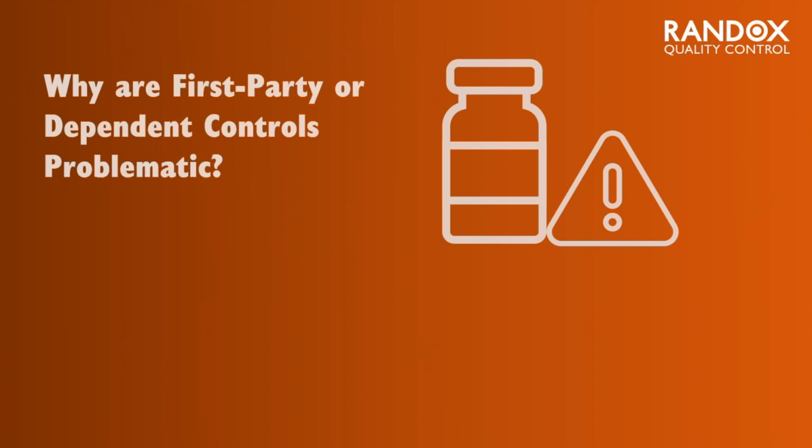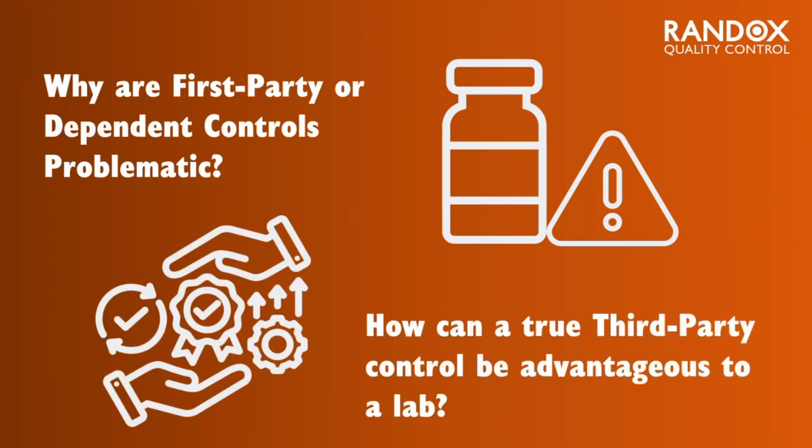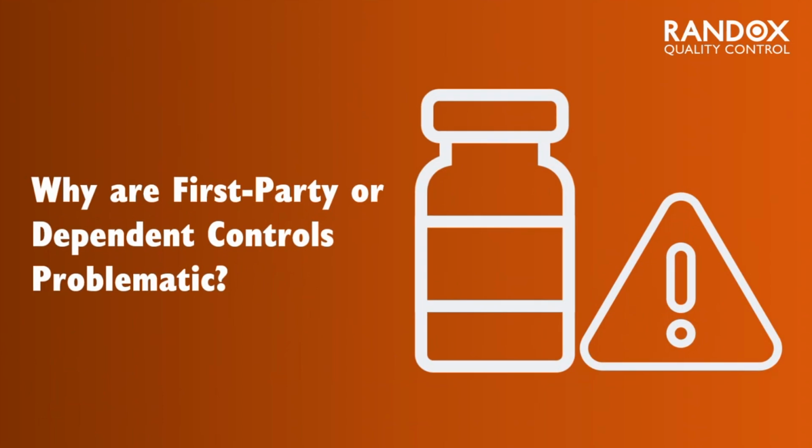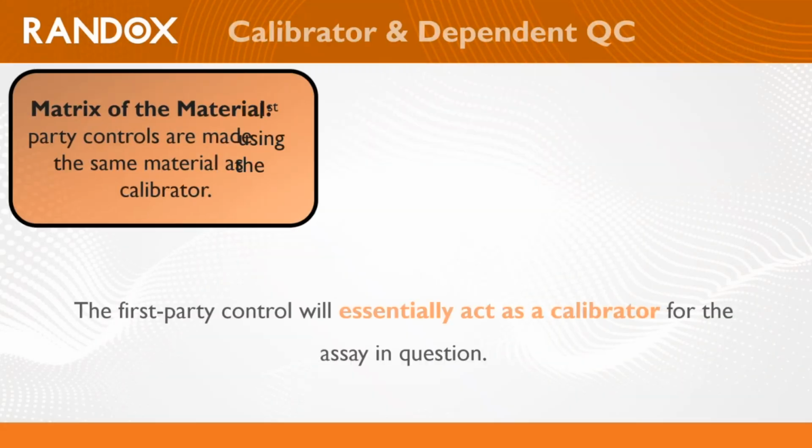Now let's discuss why first-party controls, or dependent controls as they're also known, are problematic. And then we'll go on and discuss how a true third-party control can be advantageous to a lab. So our first topic today, why are first-party controls problematic? Or basically, the risks of first-party controls.